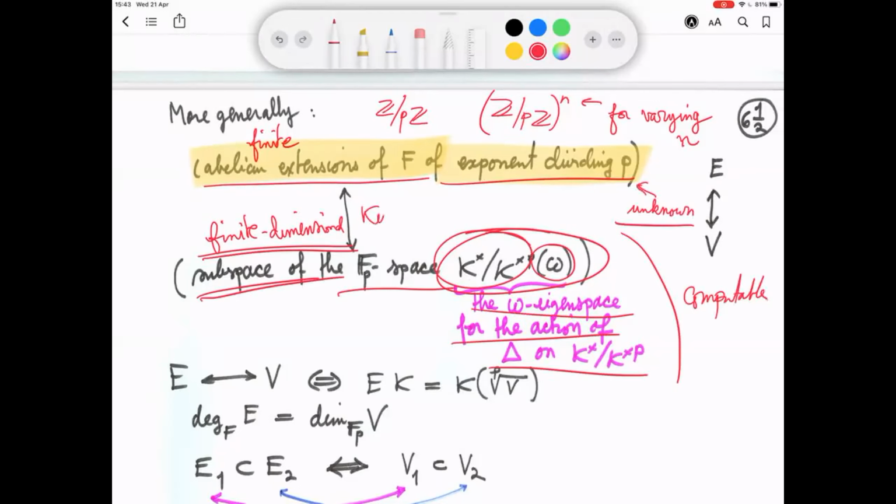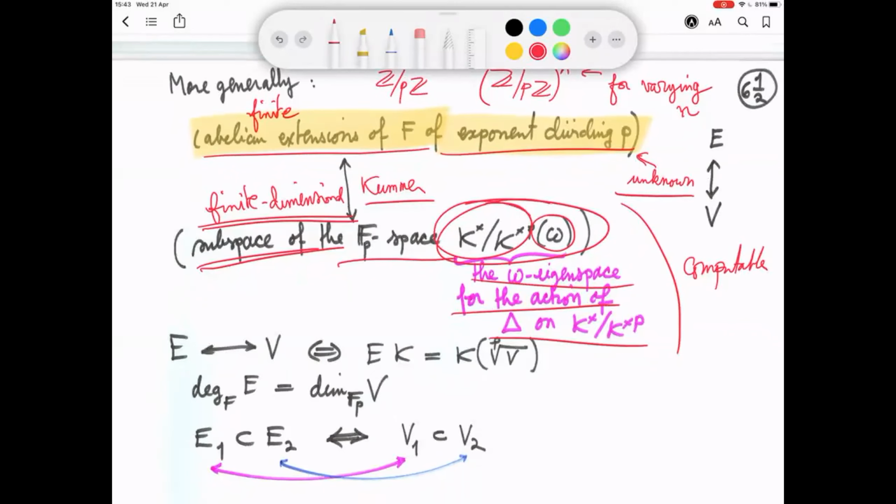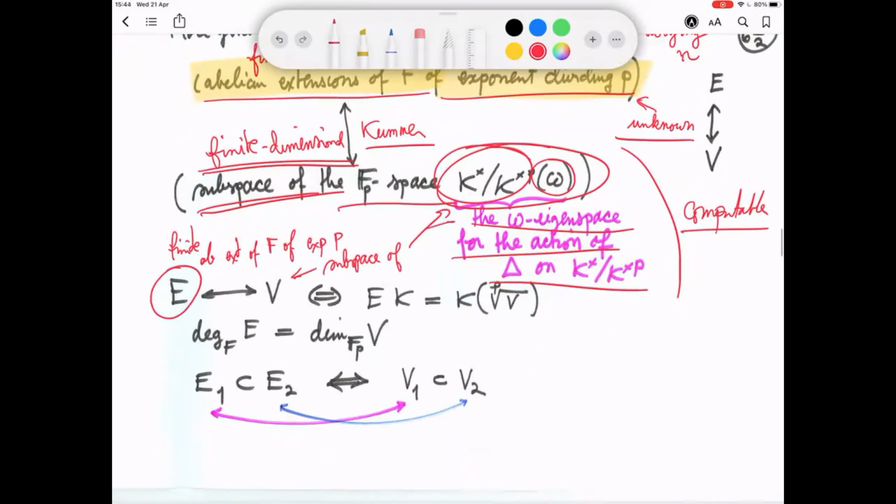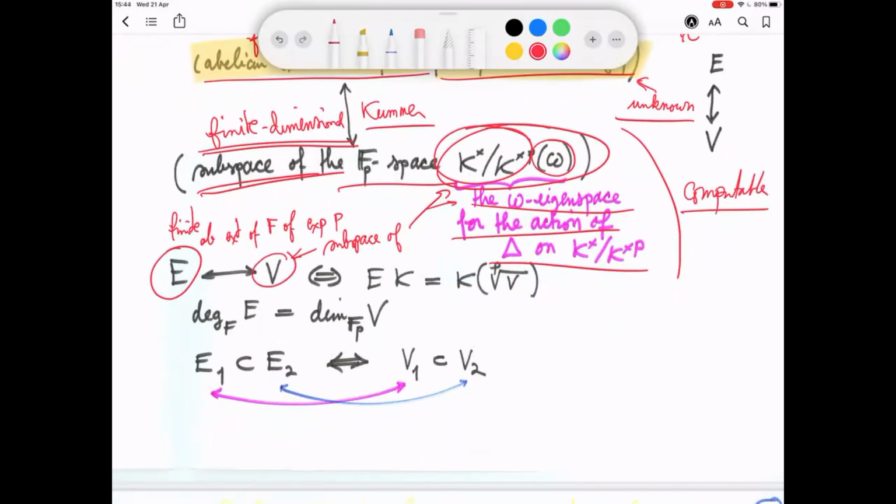And Kummer theory parameterizes this unknown set in terms of this computable set. When does an abelian extension, let's say a finite abelian extension of F of exponent p, which is a subspace of the omega eigenspace, correspond to it? When do they correspond to each other?